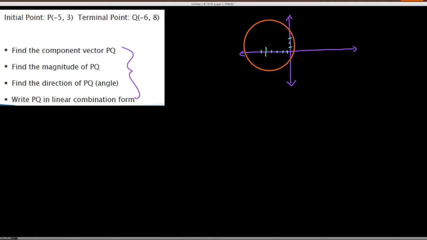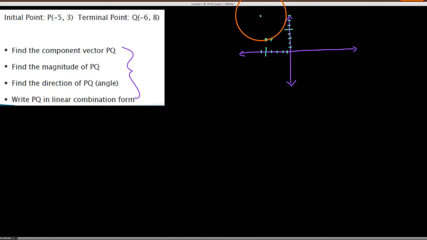So we have some vector here that starts at -5, comma +3, which is this point right here, and we're calling this the point P. And it's terminating at Q, which is -6, which is this guy right here, just one to the left, and then we say up 8, so 4, 5, 6, 7, 8.